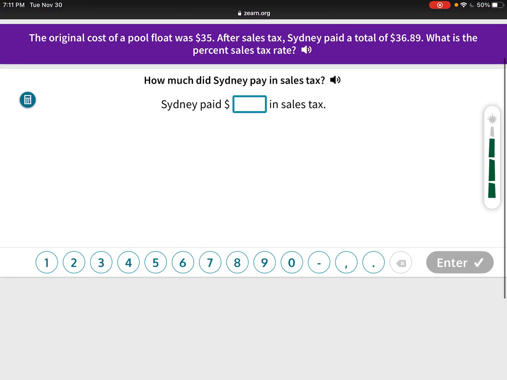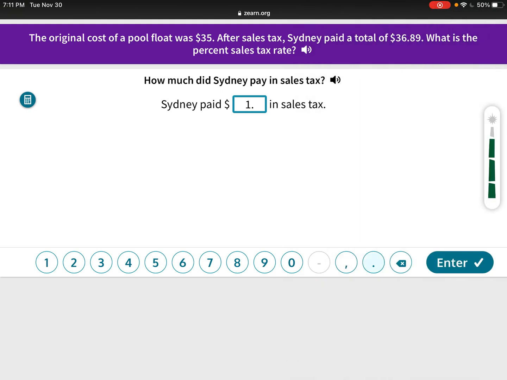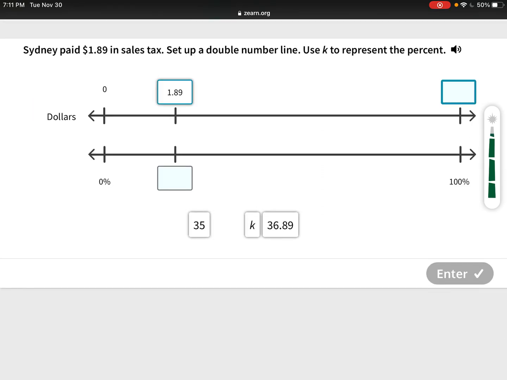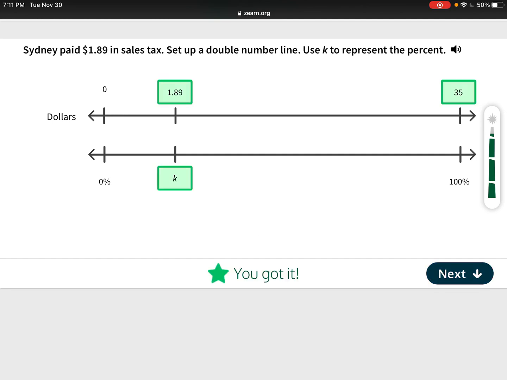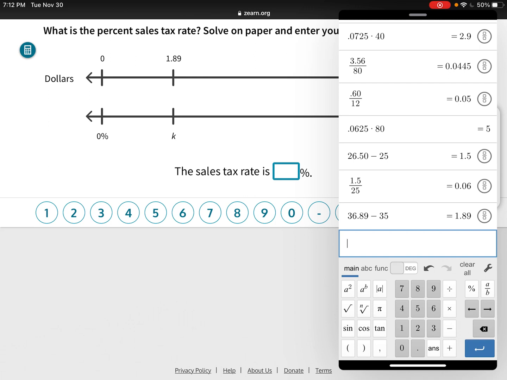So original cost was 35, paid a total of 36.89. So she paid 36.89 minus 35, $1.89 in tax. Now let's figure out what that percent was. So the part is $1.89, the total was 35, k is the percent we're going to be solving for. So we have the percent, we don't know.